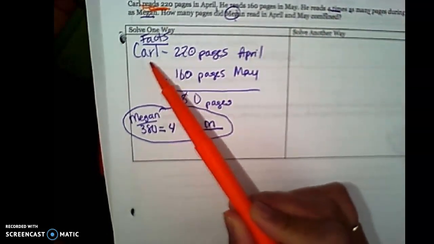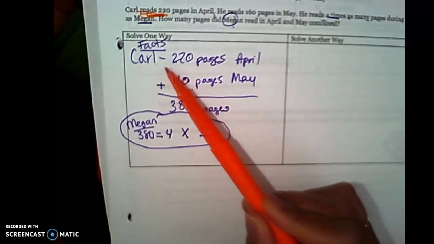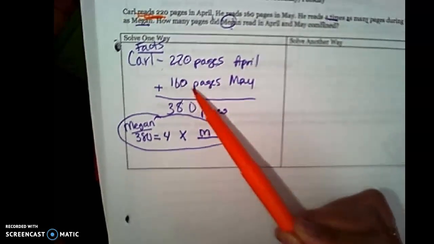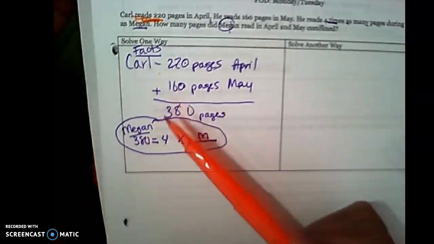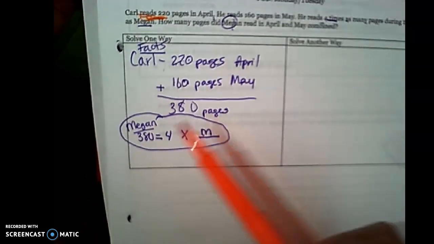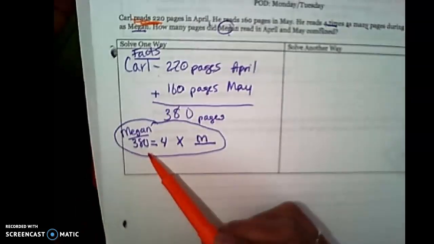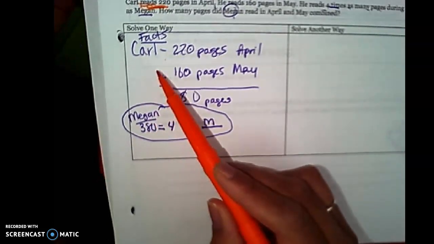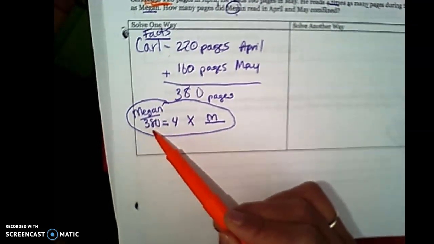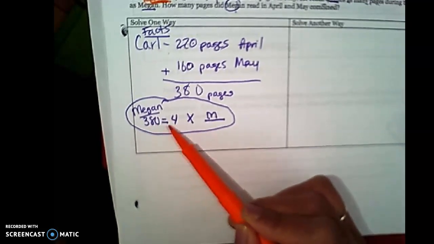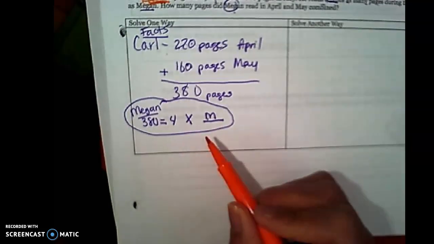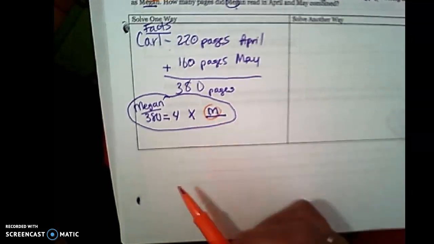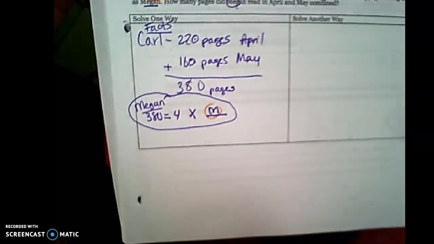So we had our facts written out yesterday. We had Carl has 220 pages in April, 160 pages in May. In total, he has 380 pages. And Megan... Carl read 4 times as much as Megan. So we wrote our equation here, 380 is equal to 4 times M, for Megan, so we have to find M, okay? A number times 4 is equal to 380.